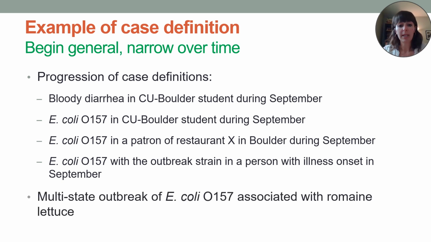Ultimately, they found out that this was linked to a nationwide illness associated with contaminated romaine lettuce. So here we can see a really good example of the development of a quite local case definition that ended up blossoming into a full multi-state outbreak.